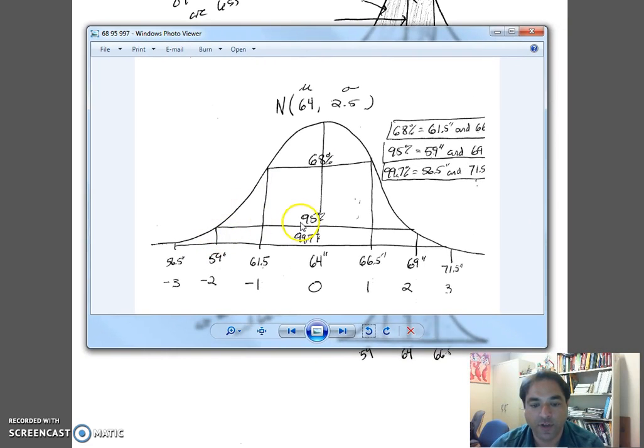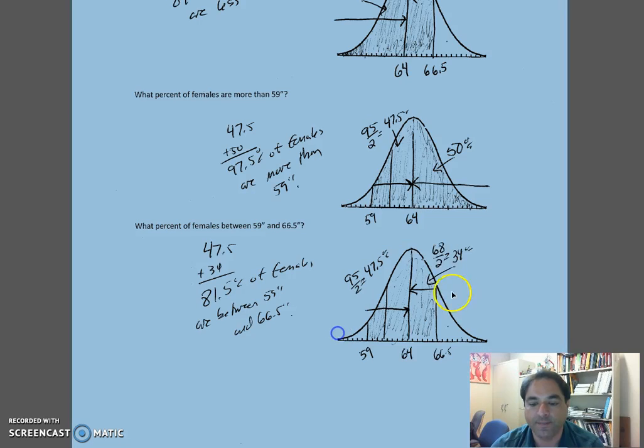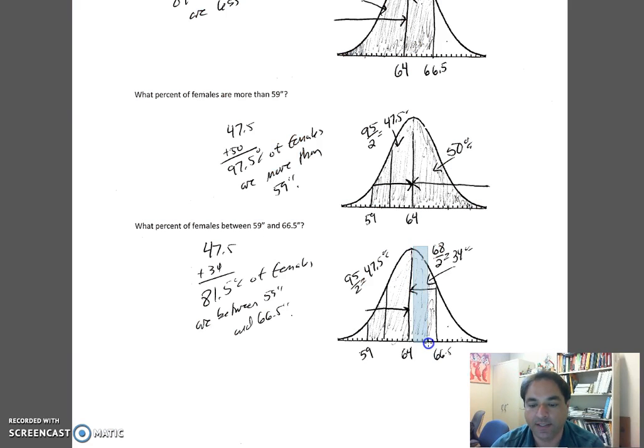59 falls in the 95%, but remember, we're not doing the whole 95. We're only going halfway. 66.5 falls in the 68, but we're not doing the whole 68. We're only going halfway. So if we're looking for this piece here, it's only half of 95, which is 47.5. And if I'm looking for this piece here, that's only half of 68, which is 34. Add them up, 81.5.